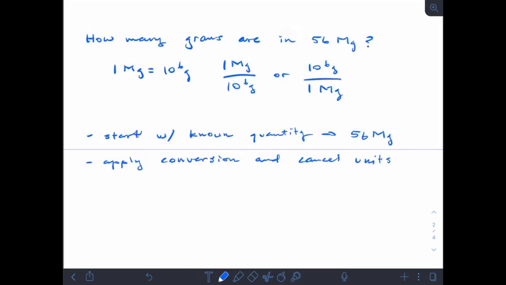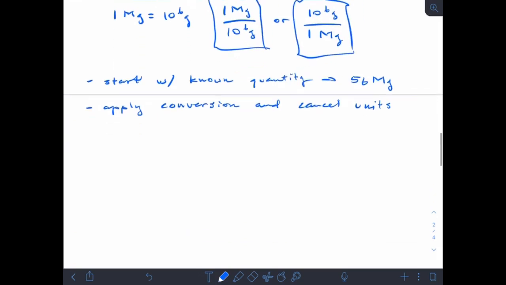Right? So in this case, I'm talking about our conversion factors, which are these relationships written as ratios. Okay, so here's our strategy. I'm going to start with my known quantity, 56 megagrams, and I want to use one of these equalities above to put the thing that I'm canceling on the bottom. I want to get rid of the megagrams. So I'm going to write a ratio that puts the megagrams on the bottom.